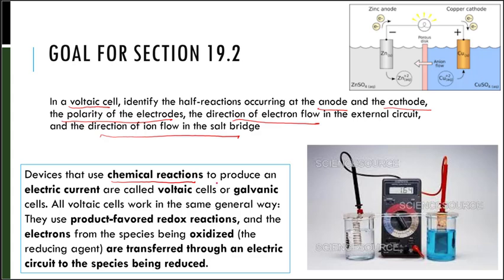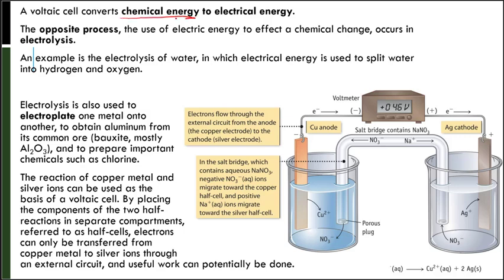Devices that use chemical reactions to produce an electric current are called voltaic cells or galvanic cells. All voltaic cells work in the same general way. They use product-favored redox reactions, and the electrons from the species being oxidized, the reducing agent, are transferred through an electric circuit to the species being reduced. A voltaic cell converts chemical energy into electrical energy.